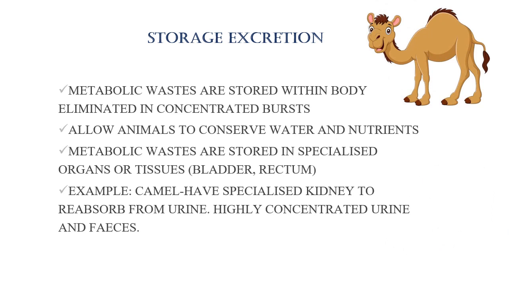Next one, third type, storage excretion. Here the metabolic wastes are stored within the body. Therefore the storage organs are involved, like bladder for urine and rectum for feces. Here very highly concentrated urine and feces are eliminated, because the availability of food and water is very rare, like in extreme cold or extreme hot temperature. The animals which live in this kind of environment will follow this type of pattern.